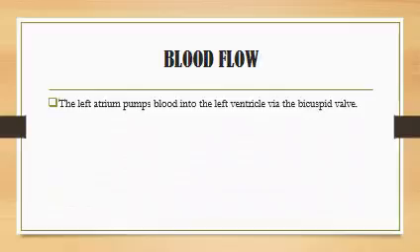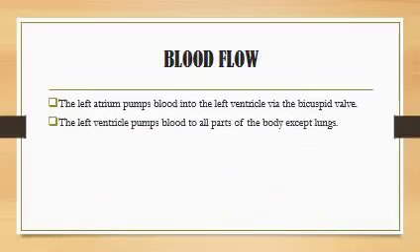The left atrium pumps blood into the left ventricle via the bicuspid valve. So the blood is descending into the left ventricle from the left atrium via the bicuspid valve. Then the left ventricle, which has thicker muscles, will pump blood to all parts of the body except the lungs.